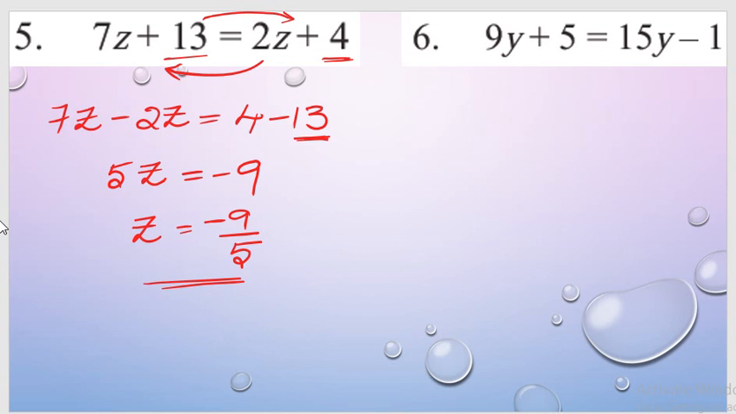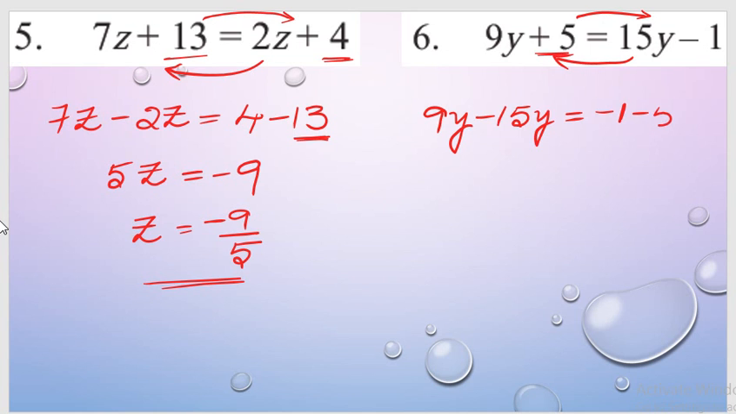Next question, it is of the same format, right? So what I am going to do is transpose this 15y to the left hand side and this plus 5 to the right hand side. Now already 9y is present on the left hand side, this plus 15y will be transposed as minus 15y, which is equal to, already minus 1 is present on the right hand side, this plus 5 will be transposed as minus 5 to the right hand side.